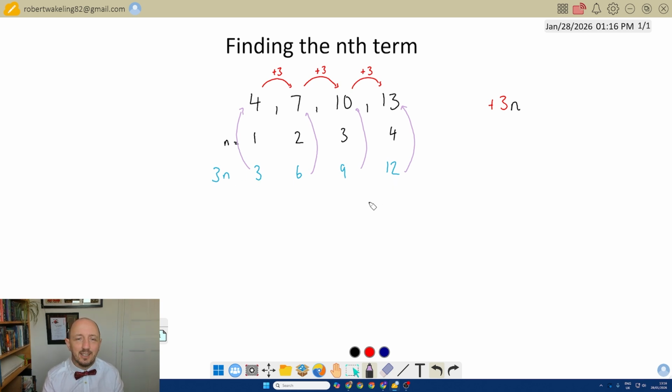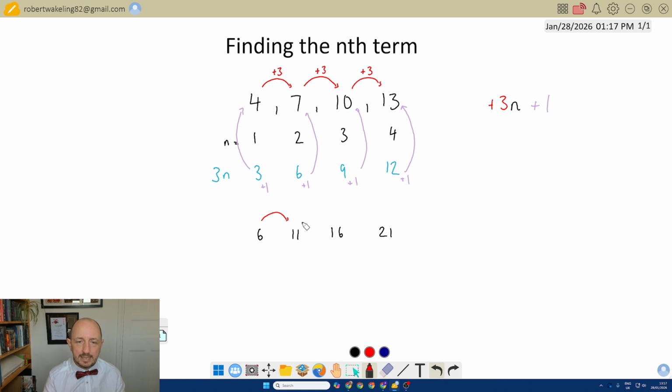Okay, we need to essentially add 1 to each of these to get our sequence. So that plus 1 that we need each time, that goes here. And this 3n plus 1 is our sequence. It's our formula for the nth term. Let's just try another one of those. Let's say 6, 11, 16, 21.